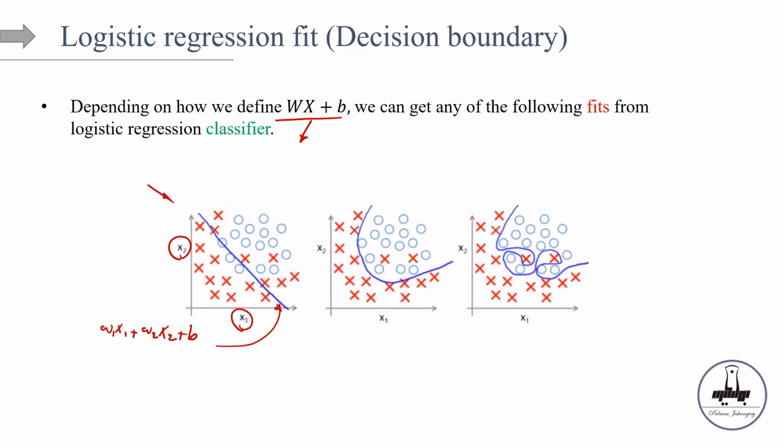We're going to have a linear classifier. The fit, the boundary, is going to be linear. So anything on the right, we're going to call, let's say, blue circle. Anything on the left, we're going to call, let's say, the red cross.